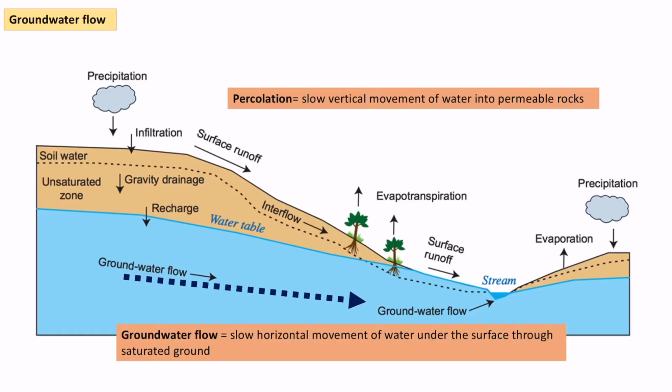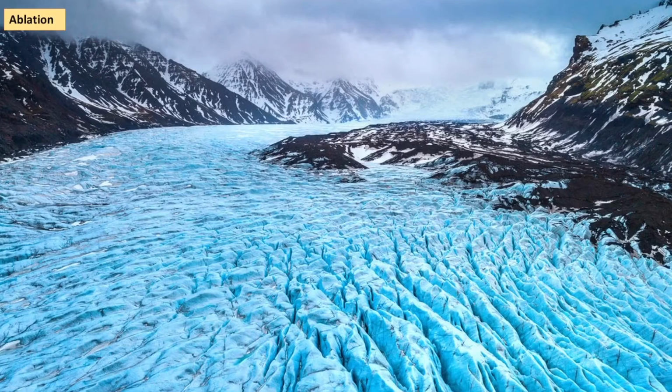So compared to other examples, we looked at throughflow, which is where it goes vertically through the soil. Groundwater flow is where it's a really, really slow horizontal movement, and it's through saturated soil. Throughflow is through the soil that is not saturated, so that would be above it.